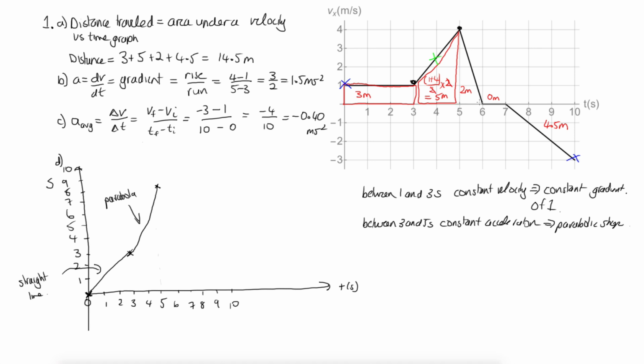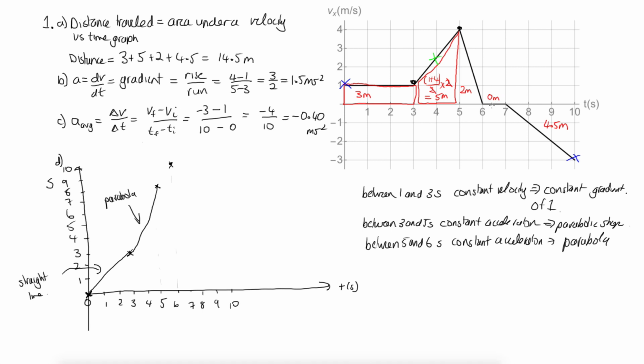Now between 5 and 6 seconds, it travels an extra 2 meters. So then at 6 seconds, it's got to 10 meters, but you can see in this case the velocity is decreasing. So again, it's going to be a parabola, but in this case the parabola is going the other way. It'll be steep and then it's going shallower. So between 5 and 6 seconds, constant acceleration, and a parabola again.